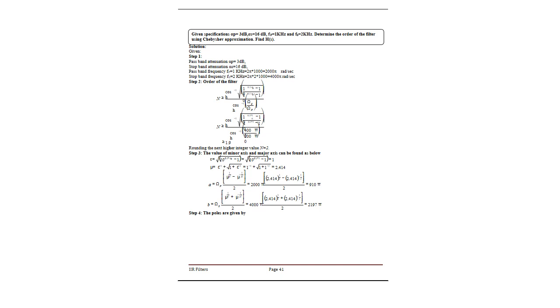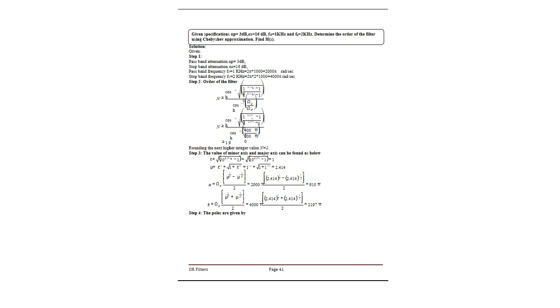Next we have to find the a value, that is omega p times (mu to the power of 1 by N minus mu to the power of minus 1 by N) divided by 2. Substituting the omega p value, we get the answer as a equal to 910 pi. Next is the b value, that is omega s times (mu to the power of 1 by N plus mu to the power of minus 1 by N) divided by 2. Substituting the values, we get the answer as 2197 pi.